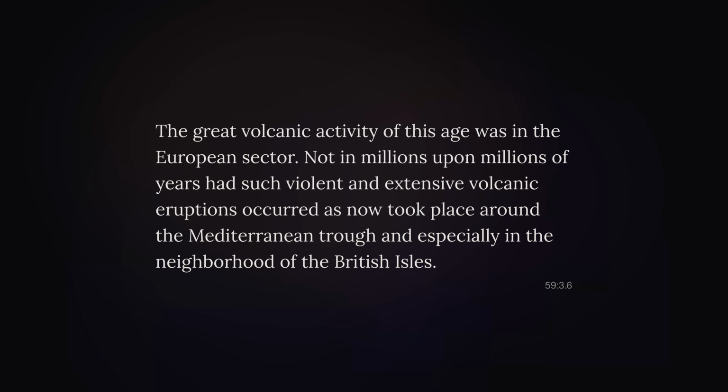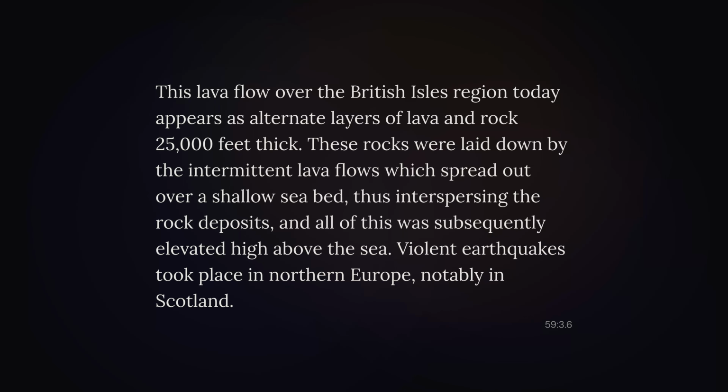Not in millions upon millions of years had such violent and extensive volcanic eruptions occurred as now took place around the Mediterranean trough, and especially in the neighborhood of the British Isles. This lava flow over the British Isles region today appears as alternate layers of lava and rock 25,000 feet thick. These rocks were laid down by the intermittent lava flows, which spread out over a shallow seabed, thus interspersing the rock deposits, and all of this was subsequently elevated high above the sea.